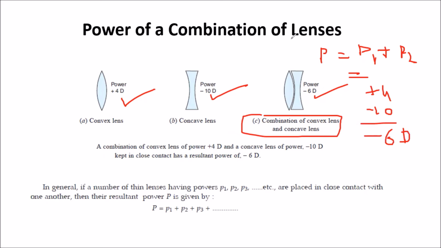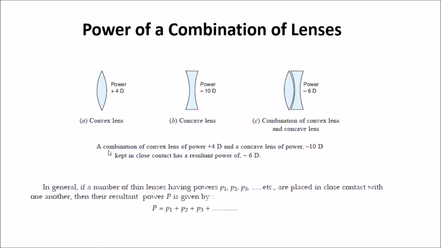So the focal length of the combination is going to be negative, because the power comes out to be negative. You can see a combination of a convex lens of +4 diopter and a concave lens of -10 diopter kept in contact gives a resulting power of -6 diopter.